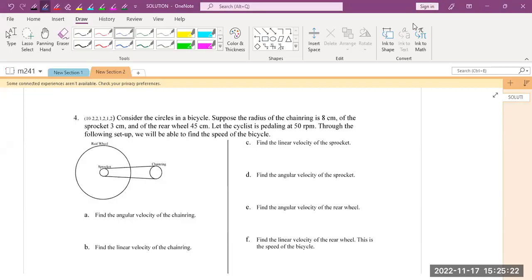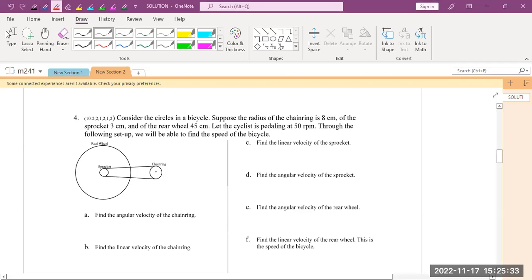Okay, for this number 4, consider circles in a bicycle. Suppose the radius of the chain ring is 8 centimeters. So the chain ring, actually this one here, 8 centimeters. That's the radius of the sprocket, 3 centimeters. So the sprocket here, the radius is 3 centimeters. And the rear wheel, this one, the radius is 45 centimeters.